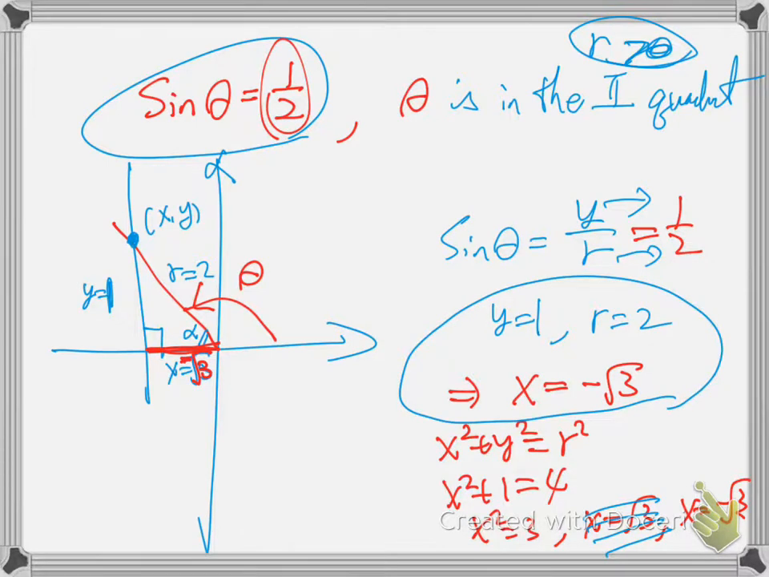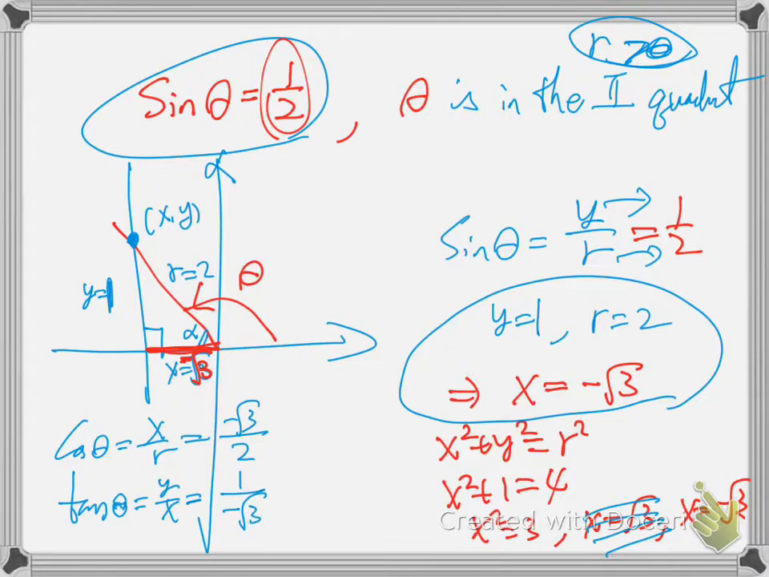You got x, y, and r, then you can write down sine, cosine, and tangent. We already know sine, so let's write down cosine. Cosine will be x over r, so it's negative radical 3 over 2. Tangent theta is y over x, so this is 1 over negative radical 3. This is the hardest case, the last case: you are given one of the trig values and the position of the angle.